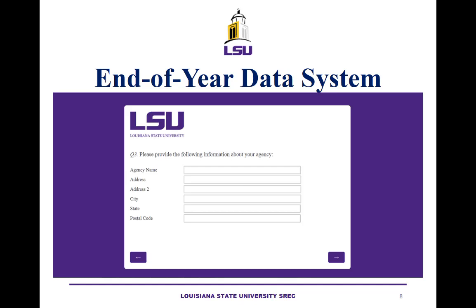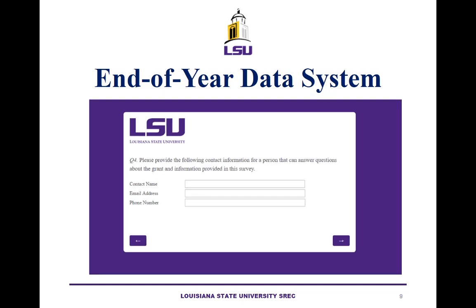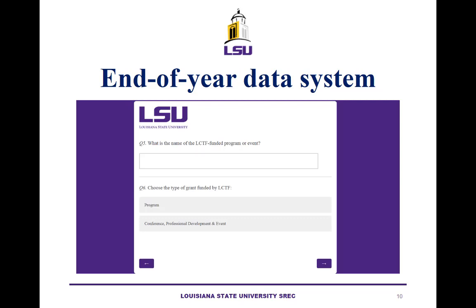Next, you'll be asked for agency information. Next, please provide primary and secondary contact person information. The contact person should be a person who has a significant role in the grant, such as the program manager or coordinator. We will contact these people with any questions we have about data entered into the system. Next, please give us the name of your program or event. Please note, if your agency has more than one grant, you must submit a separate report for each one.